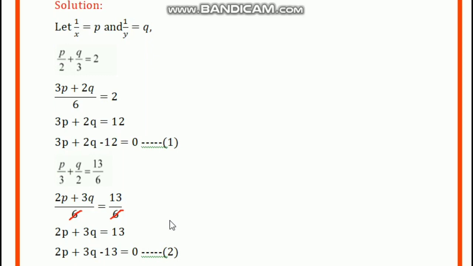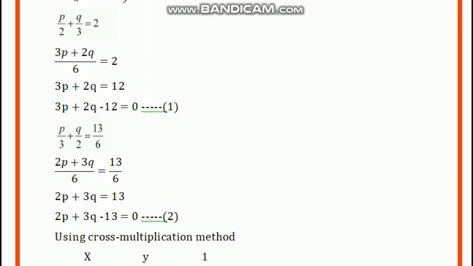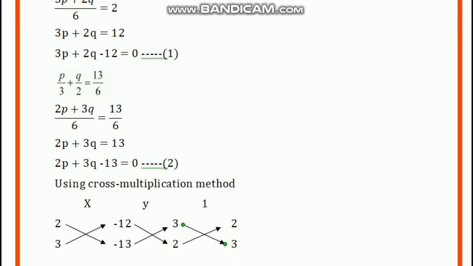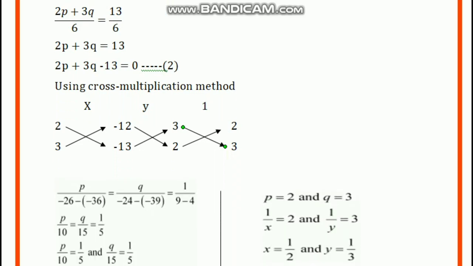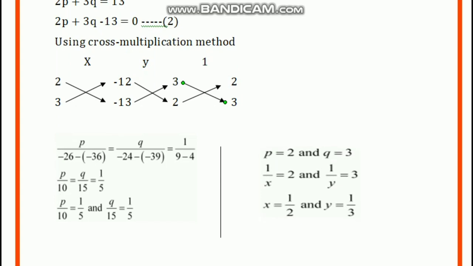Whenever the variables x and y, or any other variables, are contained in the denominator, you can follow this method to find the answer. Hereafter we are going to follow the same method only. We are going to use the cross multiplication method. You know very well about this method. So we know what the first equation is.